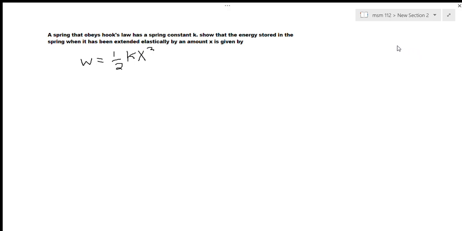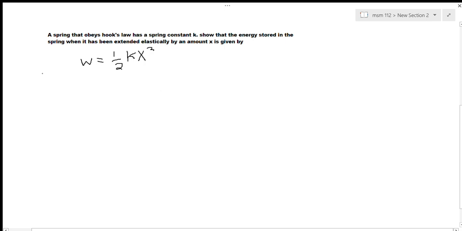Alright, Team Rare. So we've got a question at hand which says a spring that obeys Hooke's law has a spring constant k. Show that the energy stored in the spring when it has been extended elastically by an amount x is given by this equation, which is work is equal to half kx squared. So how do you prove this?